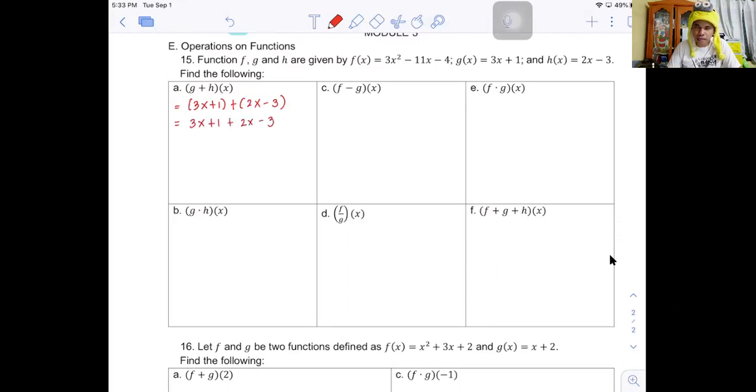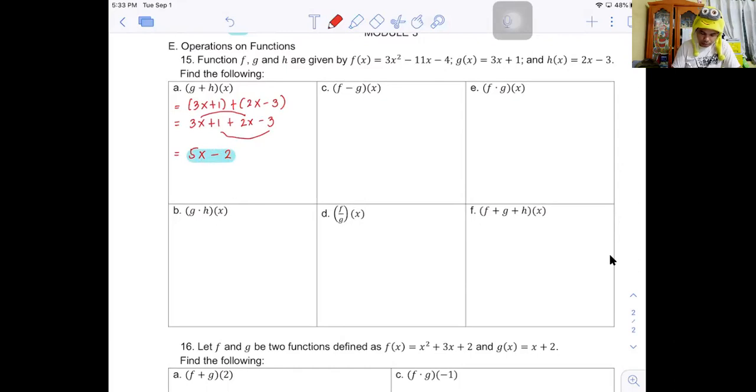And the next thing that you're going to do is combine like terms. So we have 3x and 2x. So this is 5x. And then 1 minus 3 or -2. That is why for number 15, letter A, the answer is 5x minus 2.